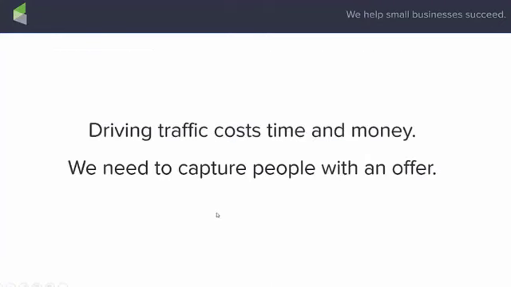So driving traffic costs time and money, so we need to capture people who land on your website. If you drive 1 million people to your website right now, think of your own website. Are you confident you could convert a lot of those people either to sales or convert a lot of people to email addresses?